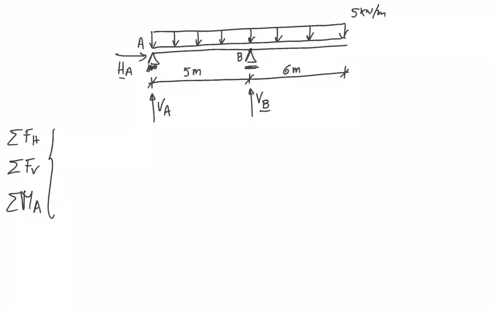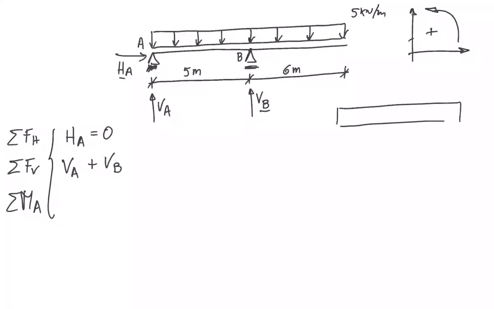So horizontal forces, the only horizontal force is HA. If I use the usual referential, HA is positive, it's the only force, so it must be equal to 0. Vertical forces, I have VA, which is upwards, positive, VB, which is upwards and then positive, and I have this distributed force.